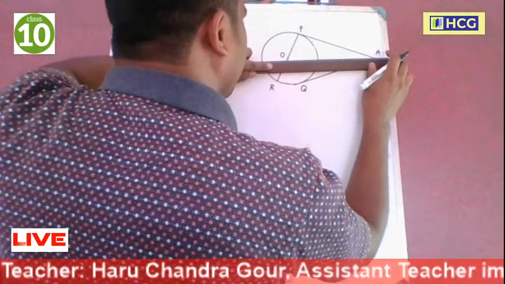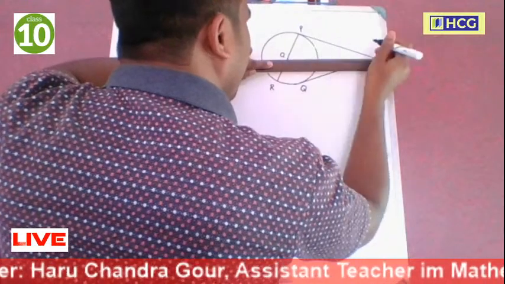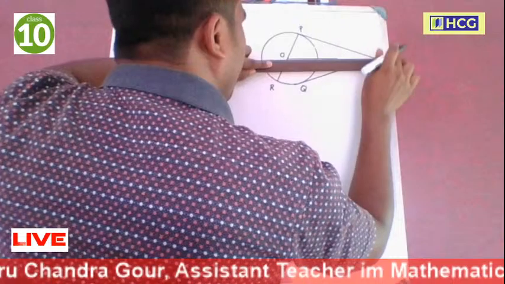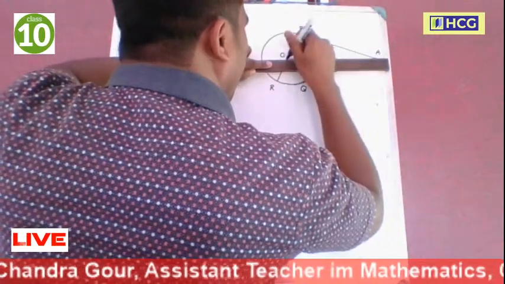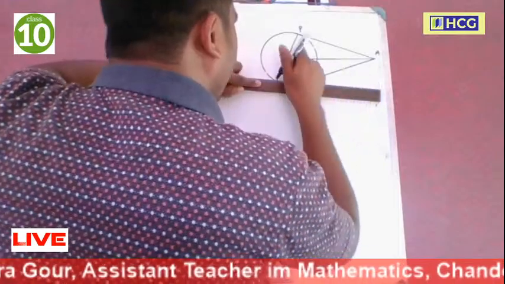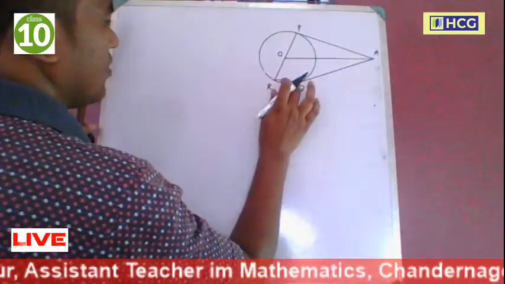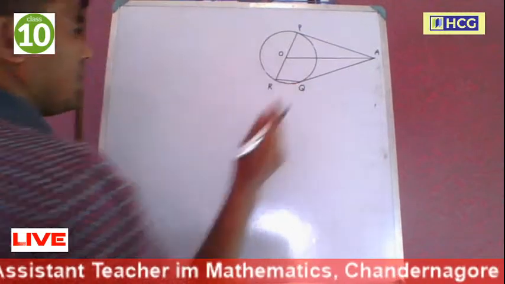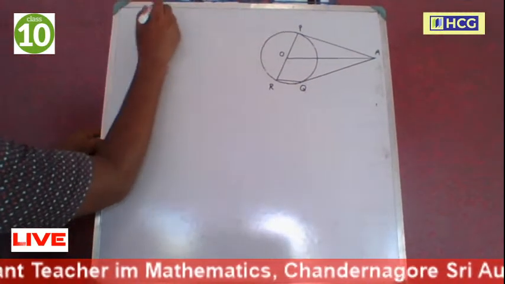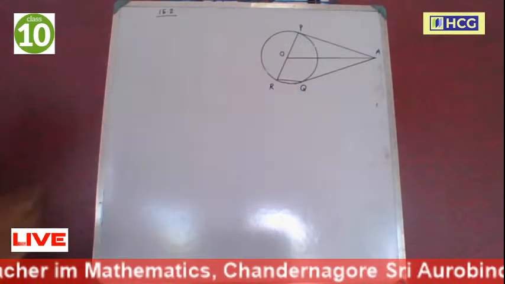Now join OA. OA is parallel to RQ. This is the point Q. This is the point R. Given, this is 15.2, sum number 3.